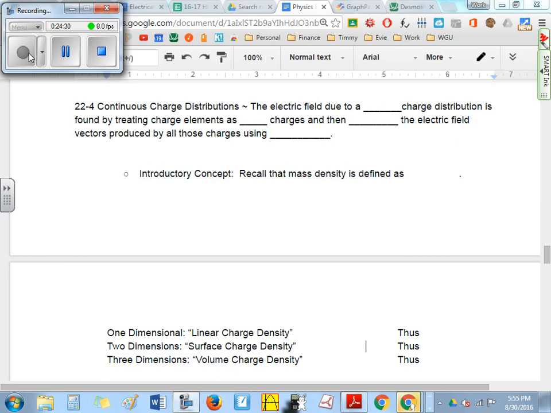Or maybe a really large sheet of charge, all neatly organized on here, and you're standing above it, and you're like, okay, what's the field I sense up here? Anytime we do that, that's called a continuous charge distribution. And anytime you're trying to find the electric field due to a continuous charge distribution, you do it by treating every charge element as a point charge, and then summing up all the electric field vectors from all those charges using integration.